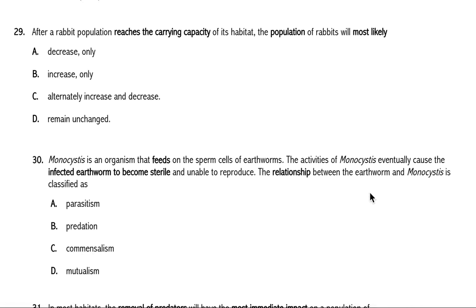Question 30. Monocystis is an organism that feeds on the sperm cells of earthworms. The activities of monocystis eventually cause the infected earthworm to become sterile and unable to reproduce. The relationship between the earthworm and monocystis is classified as A, parasitism, B, predation, C, commensalism, D, mutualism.